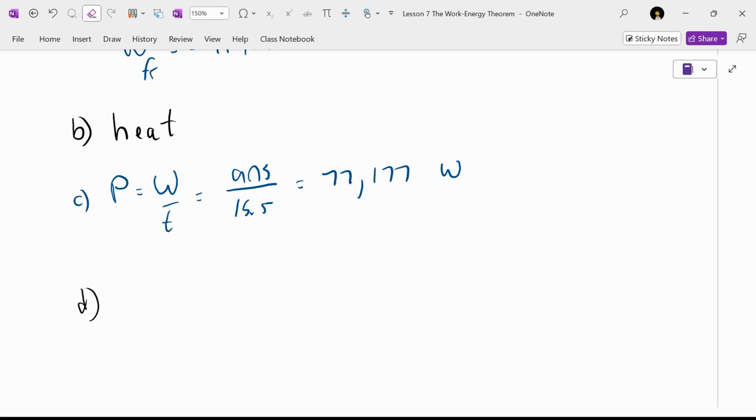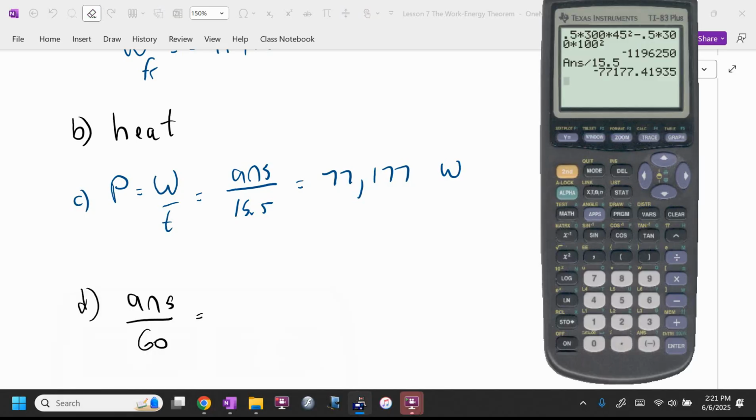How would I figure out how many light bulbs? Take this number and divide it by 60. How many light bulbs does it take to change this motor? Whatever joke you want to make from this, the answer is, holy smokes, that's a lot of light bulbs. That's a lot of wasted energy. 1,286.